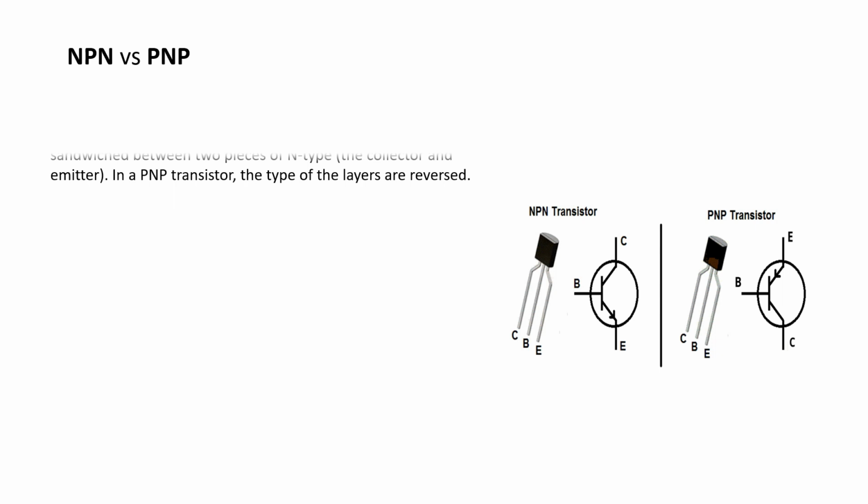In an NPN transistor, the transistor switches on with an increase in current at the base terminal. In a PNP transistor, the transistor switches on when there is no current flow at the base terminal.